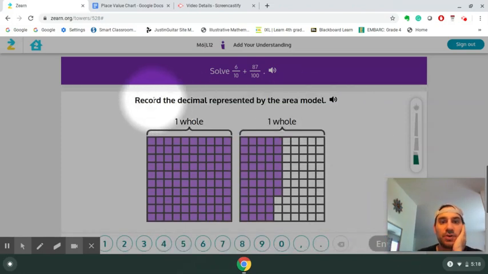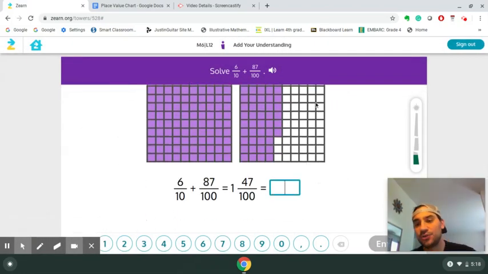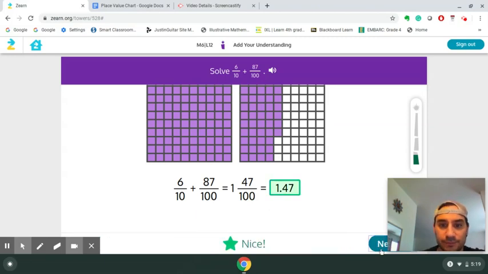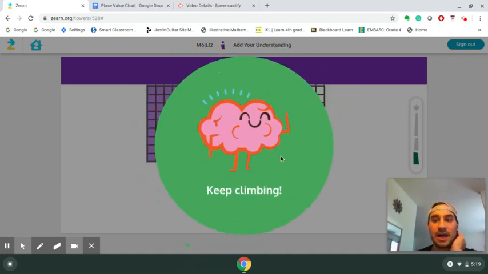All right, now let's record the decimal represented by the area model. I think at this point, y'all can do your decimals based on your fractions. Make sure you're typing in what the decimal equivalent is here. All right, we have 1 whole and 47 hundredths, 1.47. Nice job. Let's keep climbing.